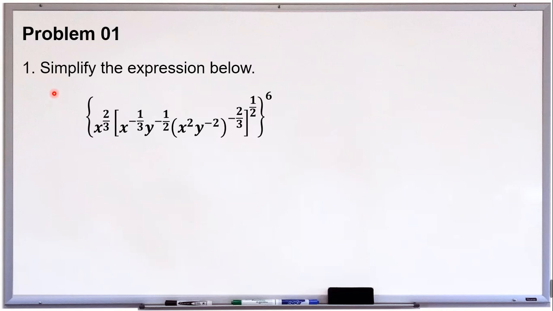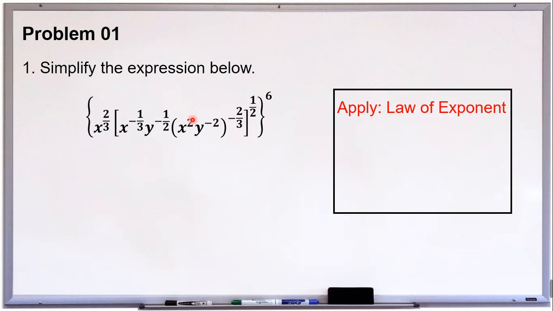In this problem, you're going to simplify the expression below, in which we have several expressions inside this parenthesis, and then another expression inside this brace, then raised to a certain exponent 1/2, and this expression inside this curly bracket and raised to another exponent 6. So the principle in simplifying this expression is the law of exponent. So we're going to use this tool in algebra to simplify this one.